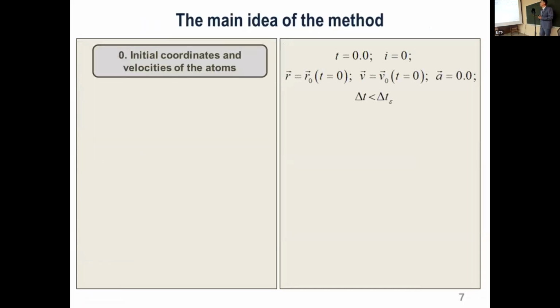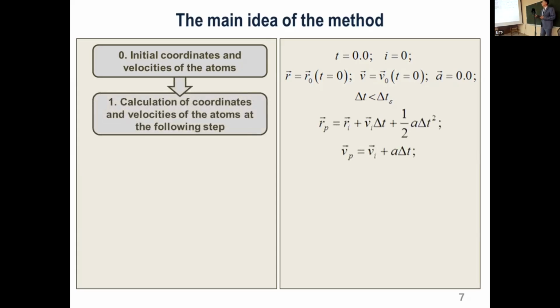And what is the main idea of the method? If we have a lot of particles, we need positions at the initial time step, and also we need velocities. At the initial time step, we have acceleration equal to 0, and then we can calculate the position in the following time step according to a formula from mechanics.